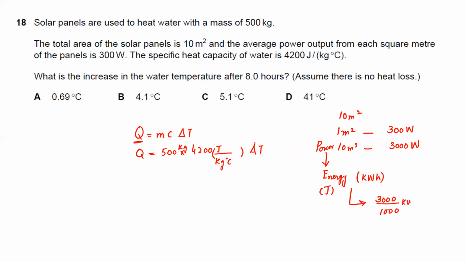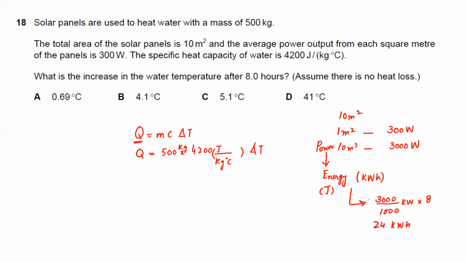So this is your kilowatt. Number of hours is 8 hours. So for 8 hours, you have 8 hours over here. So this becomes 24 kilowatt hours, or that is the unit of energy we have.